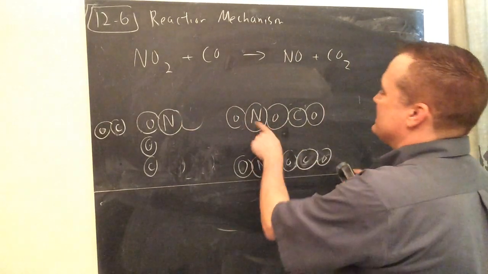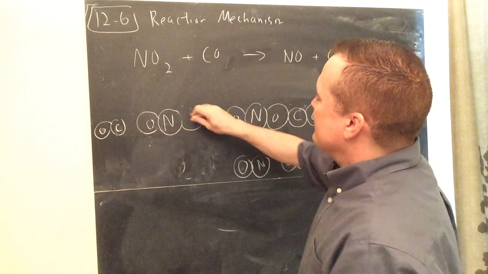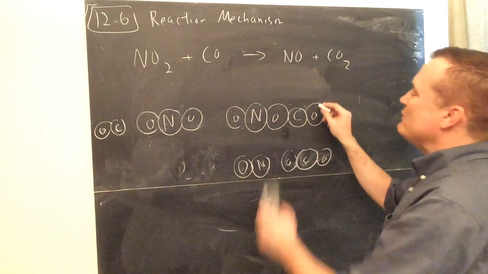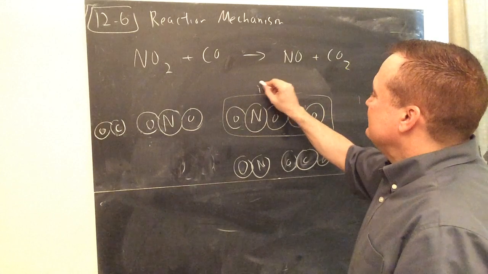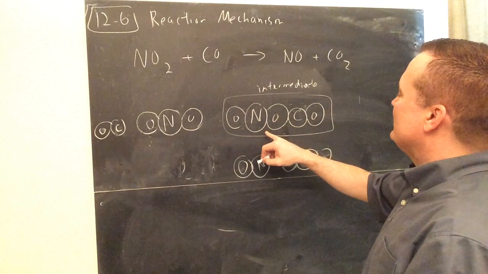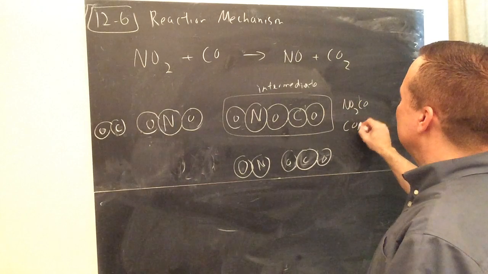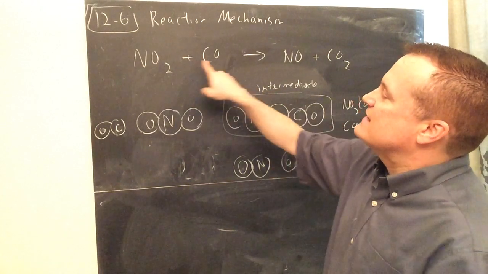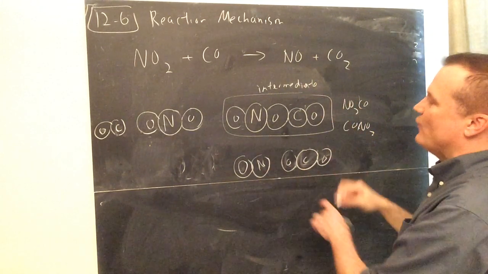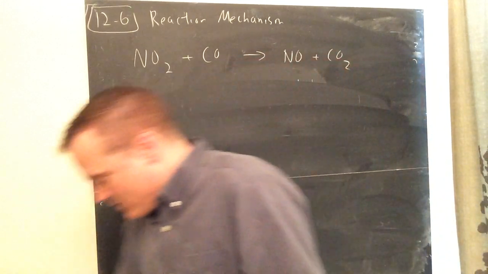Now, I will tell you that if you start off with NO2 and CO, and if this is formed somewhere along the way, O-N-O-C-O, that would be an intermediate. Intermediate means this is a chemical, NO2CO, you could write it that way, that is not a reactant, and it's not a product. But you'll see what happens. It's produced along the way. So that might be something that goes on. Reaction mechanisms try to describe all of that.